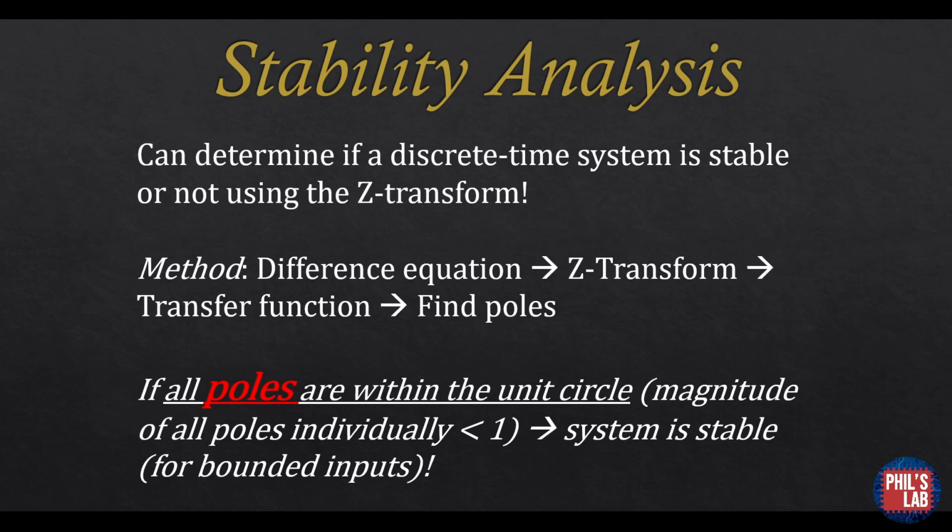We take the Z transform, we then make our transfer function, which gives us our input-output relationship, and then we find the poles. Now, without proof, I'm going to tell you that if all poles are within the unit circle, that's a fancy way of saying that the magnitude of all poles individually is less than 1, the system is stable for bounded inputs. And we'll go through an example just to re-emphasize what this actually means.